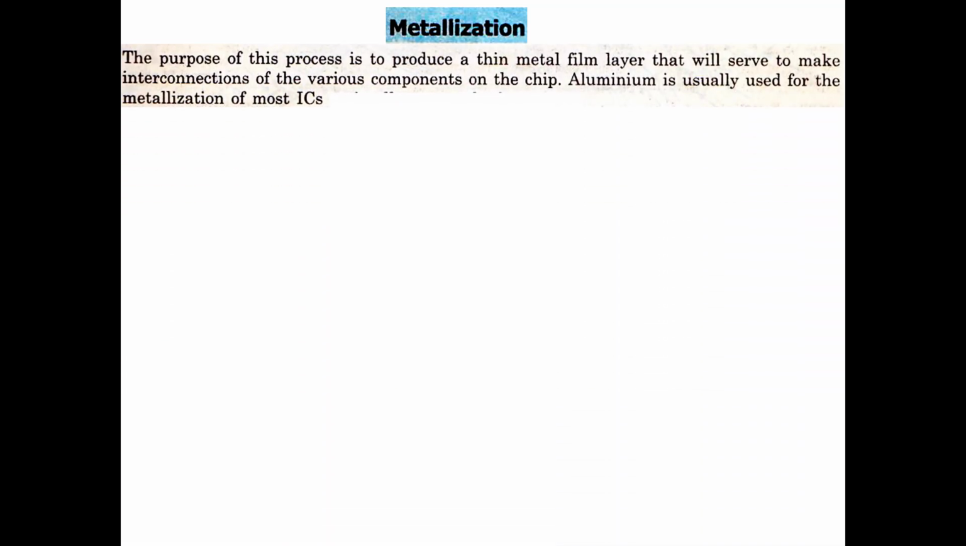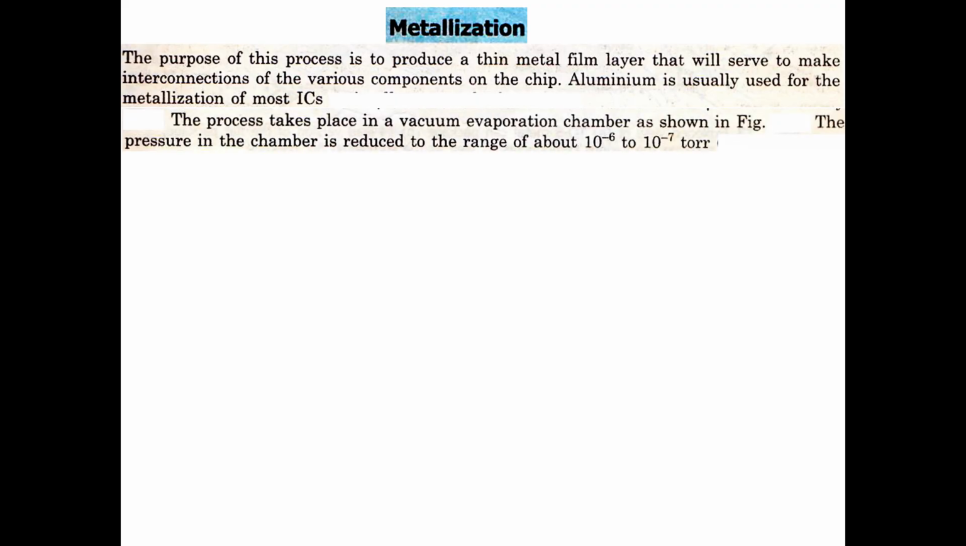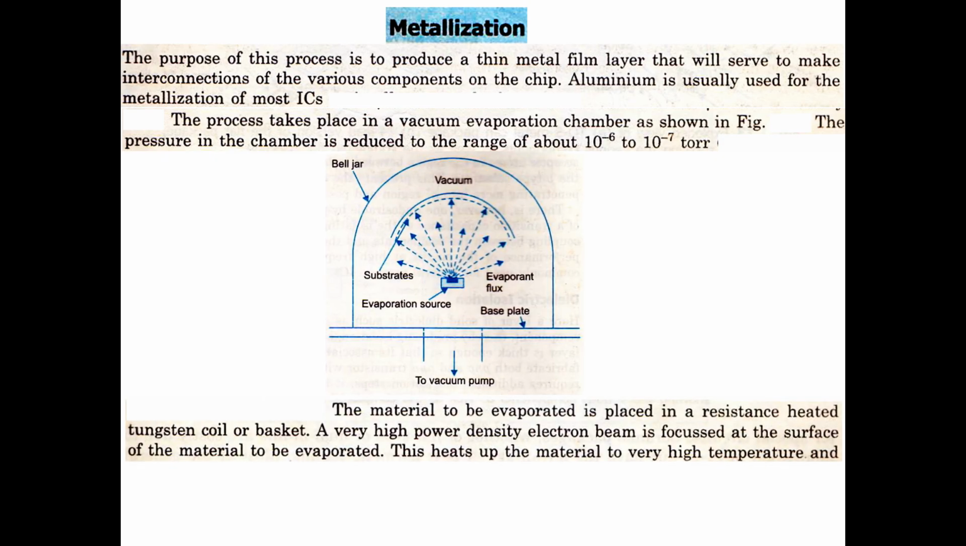Metallization. The purpose of this process is to produce a thin metal film layer that will serve to make interconnections of the various components on the chip. Aluminum is usually used for the metallization of most ICs. The process takes place in a vacuum evaporation chamber. The pressure in the chamber is reduced to the range of about 10 power minus 6 to 10 power minus 7 torr. The material to be evaporated is placed in a resistance heated tungsten coil or basket.